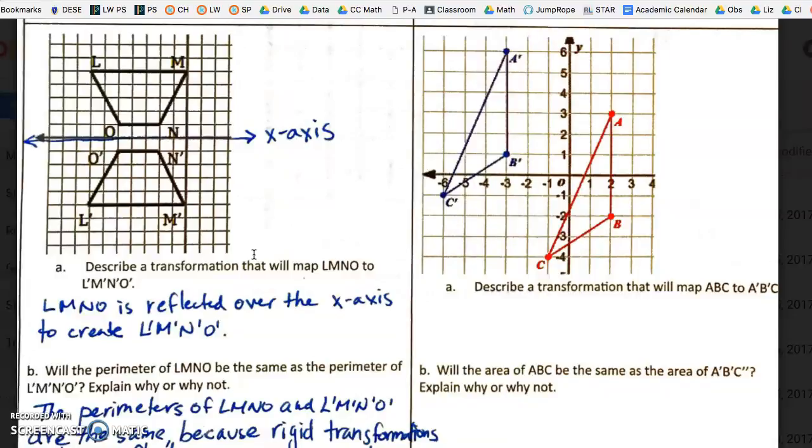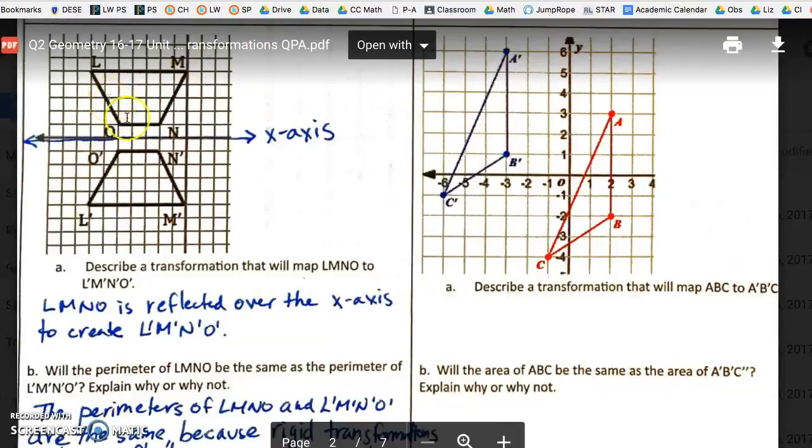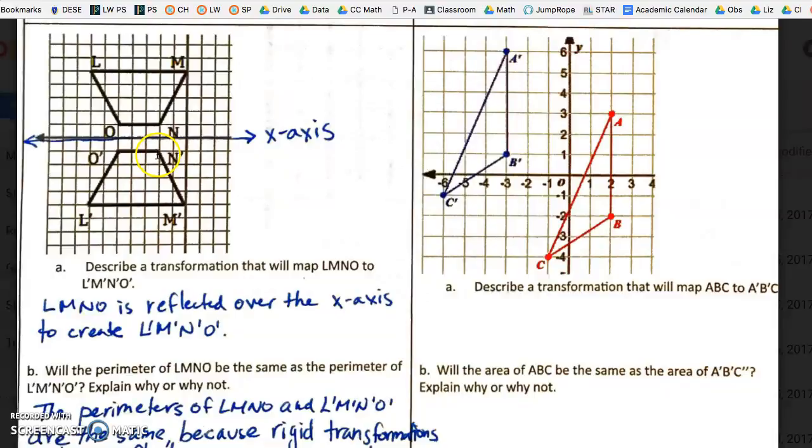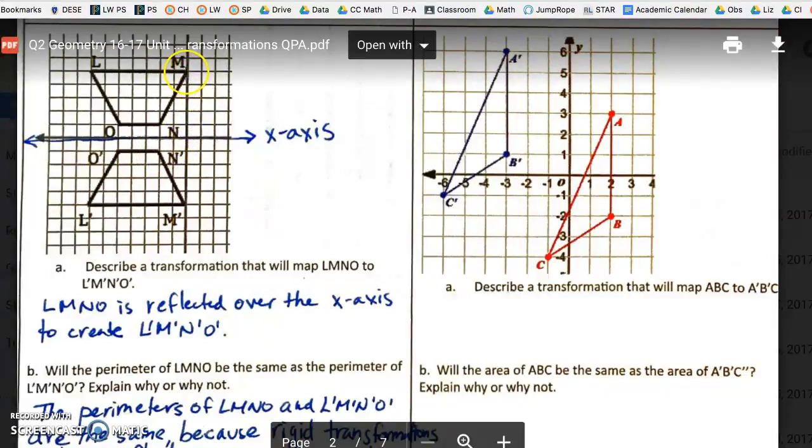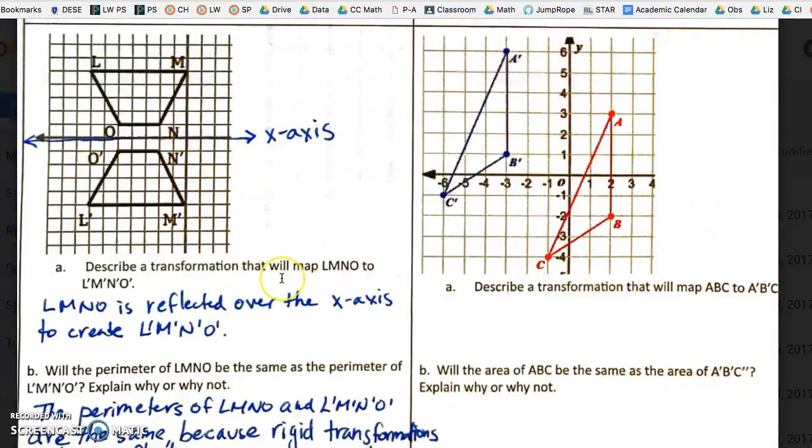I could also check the coordinate points, and since it's reflected over the x-axis, I know that my y coordinates are opposites. So for example, our N has a y coordinate of 1 and our N prime has a y coordinate of -1. Our M has a y coordinate of +5 and our M prime has a y coordinate of -5. So I've now kind of proven in two different ways that LMNO is reflected over the x-axis to create L prime, M prime, N prime, O prime.